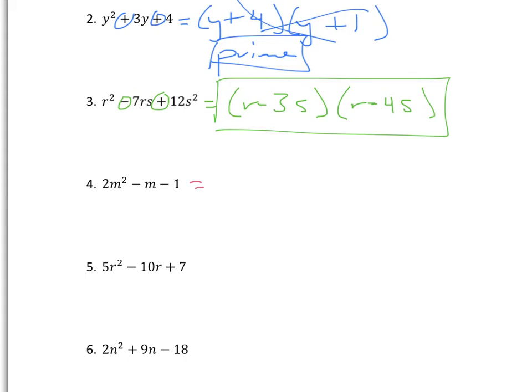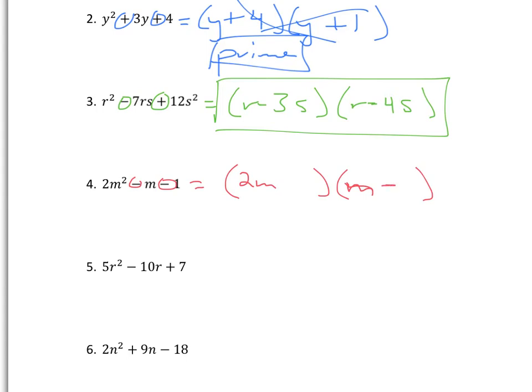Now number 4. Okay, this work gets a little more difficult because we have an a that's bigger than 1. Okay, so what that means is the front two have to multiply to 2m squared. So you have to have a 2m and a 1m. Now look at these signs. We got minus minus, which means 1 plus 1's minus. But you don't know which one yet because that a is going to be involved when you multiply to get your inside, right? Your middle term. So we know we need a plus 1 and minus 1. Just got to figure out where to do it.